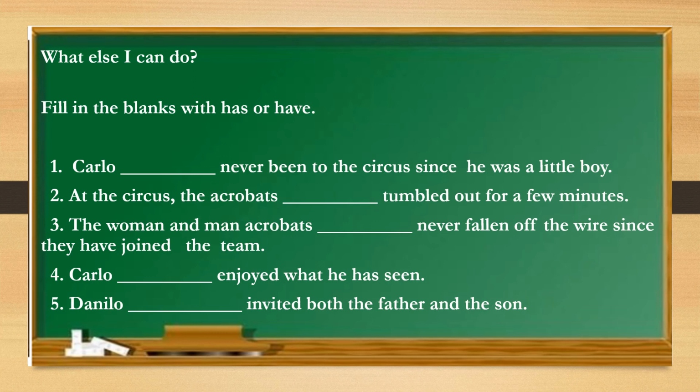Number 3. The woman and man acrobats blank never fallen off the wire since they have joined the team. Number 4. Carlo blank enjoyed what he has seen. And number 5. Danilo blank invited both the father and the son.